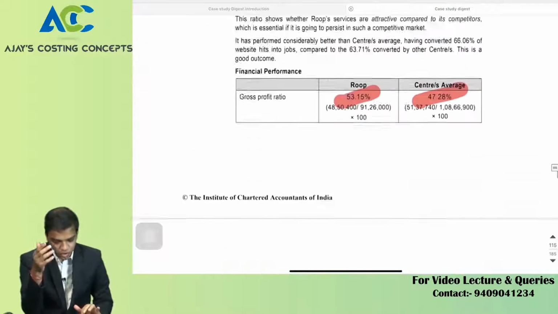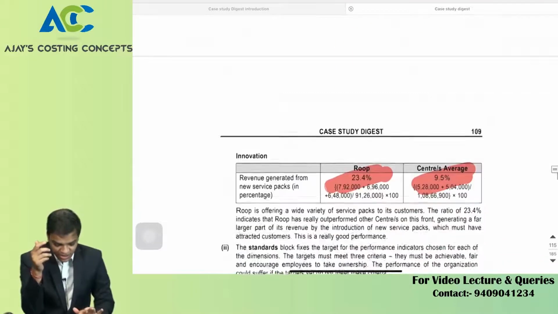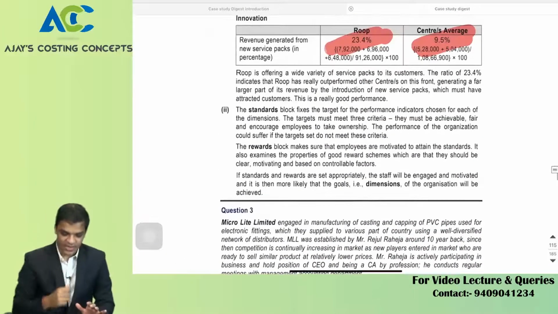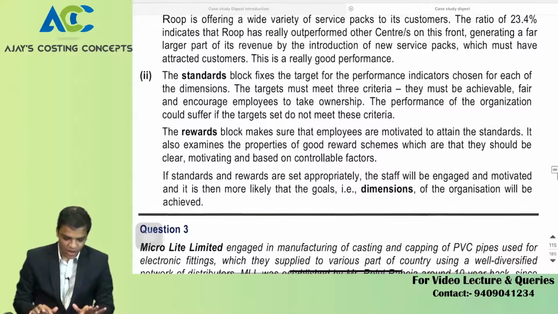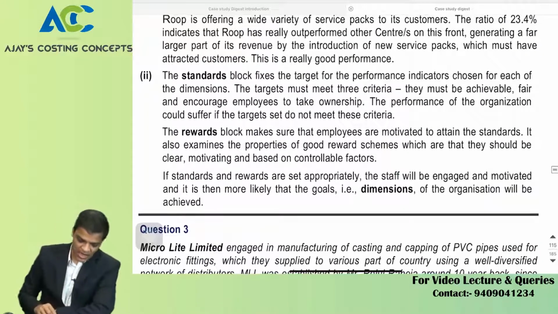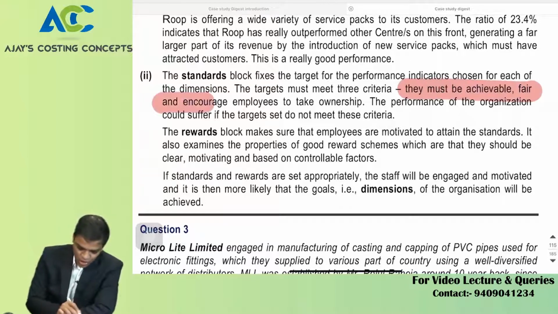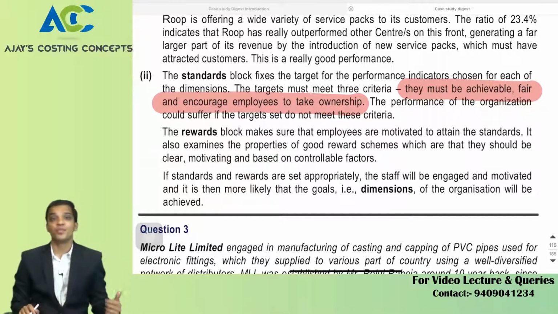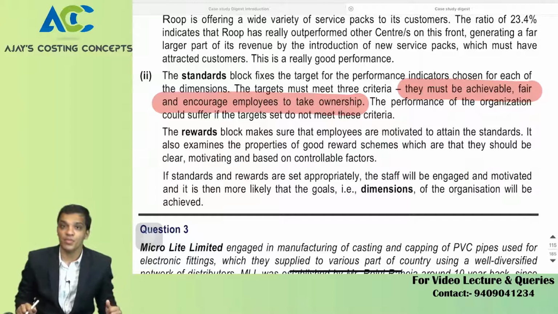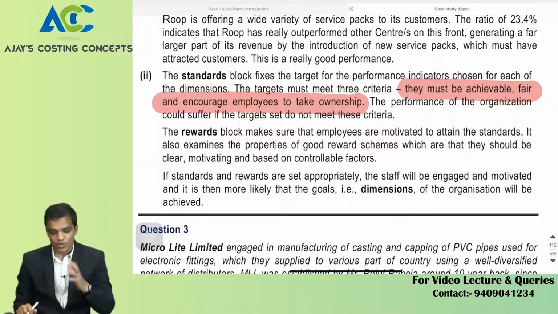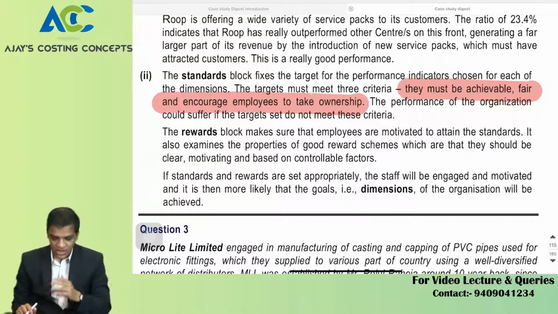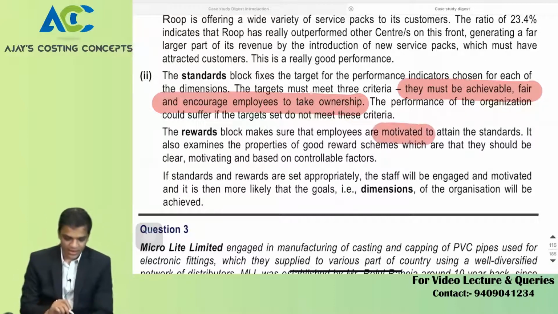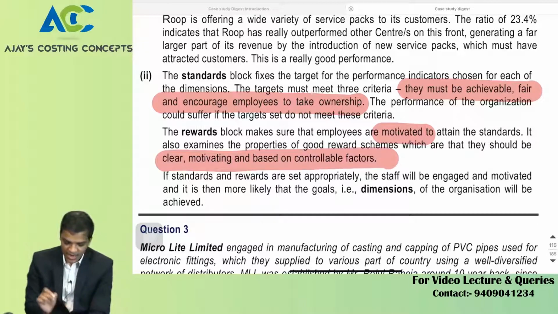You must go through this, you must read this. And the second question is how the rewards should be, right? So the standards, if I talk about them, should be achievable, fair, and encouraging. When it comes to performance measurement, they should be achievable. Ownership or responsibility should be provided, and the employees must take it. It should be fair, equity should be maintained. When it comes to rewards, the rewards must be motivating, clear, and controllable, right?